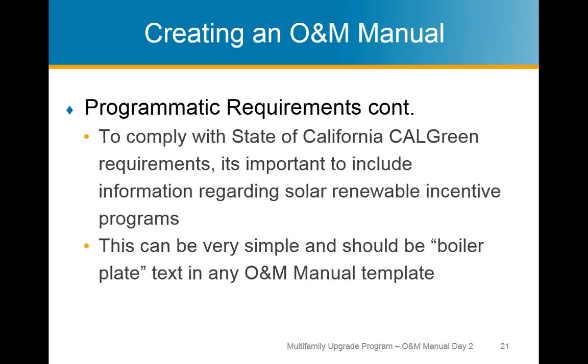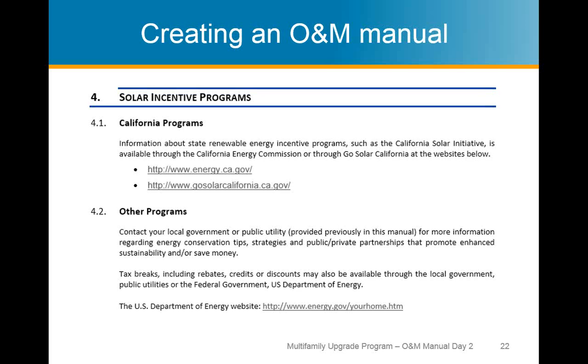So what that means is, let's take an example. To comply with State of California CALGreen requirements, it's important to include all of the other programmatic information that rolls up into that requirement. In this case, we're talking about information regarding the solar renewable incentive program. For this hypothetical building, those two went hand in hand, and we should note that here. It can be very simple. It should be boilerplate text about the program, but it needs to be referenced here as being done, with the through line drawn showing that this program was done as part of a broader programmatic requirement. So it would look something like this.